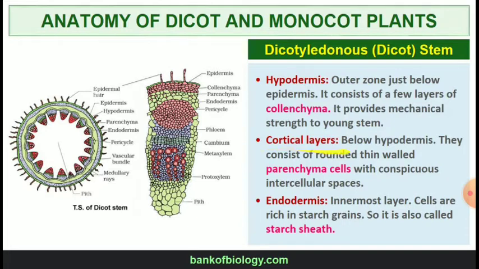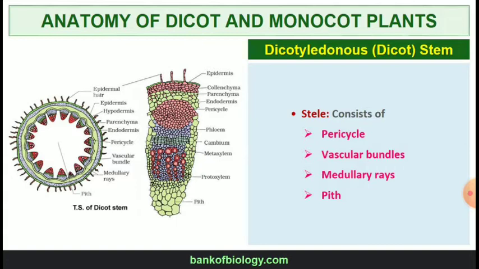Then comes the cortical layers. Cortical layers are present below hypodermis. They consist of rounded, thin-walled parenchyma cells with conspicuous intercellular spaces. Then comes the endodermis. It is the innermost layer. Here the cells are rich in starch grains, so it is also known as the starch sheath.